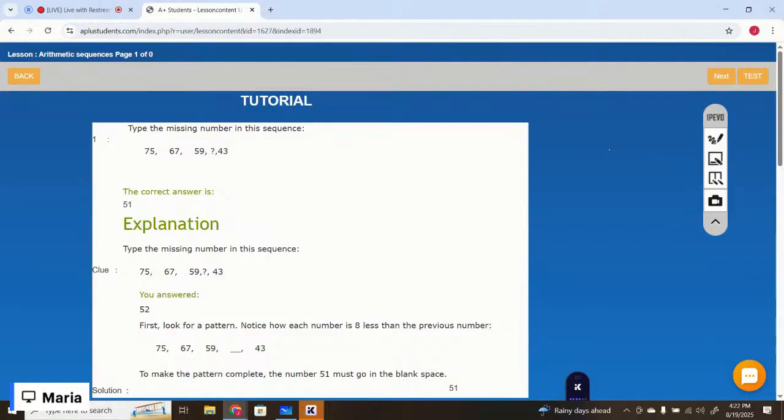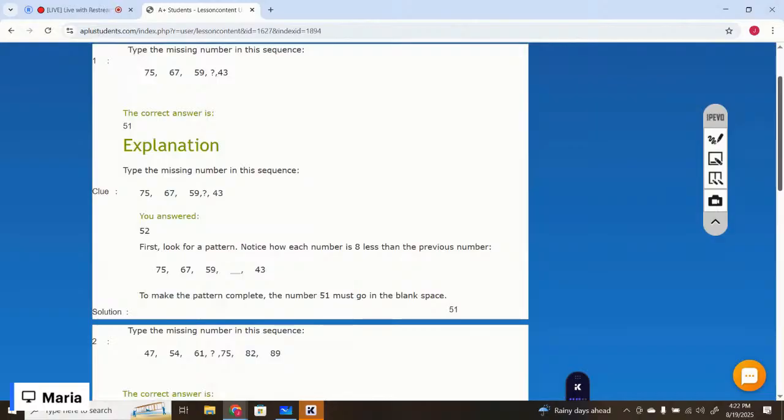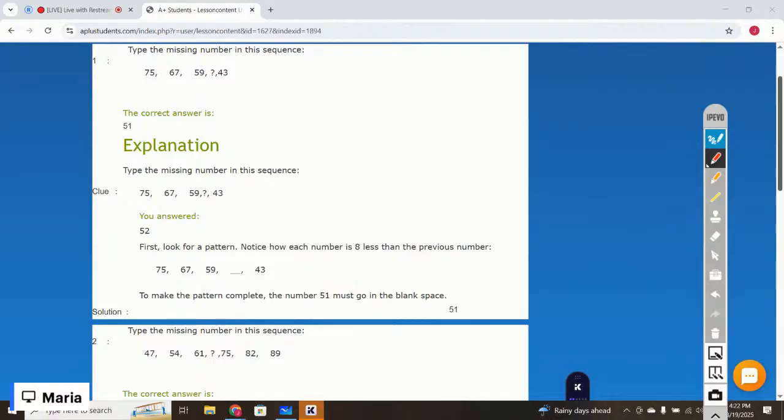75, 67, 59, the missing number, and 43. So first thing we need to see is how the pattern is growing. Basically, that is decreasing. So we need to find out what number is subtracting. 75 minus 67 is 8. 67 minus 59 is 8. You're subtracting 8 every time, right? So 59 minus 8 is 51. So the missing number is 51. Got it?